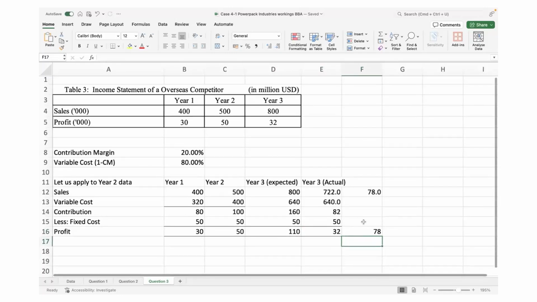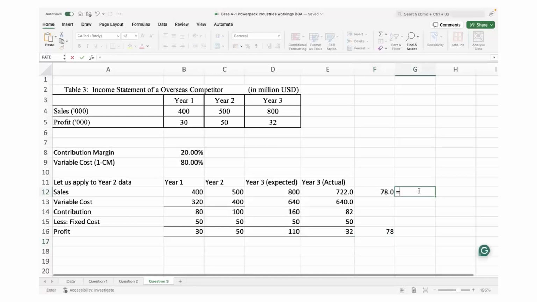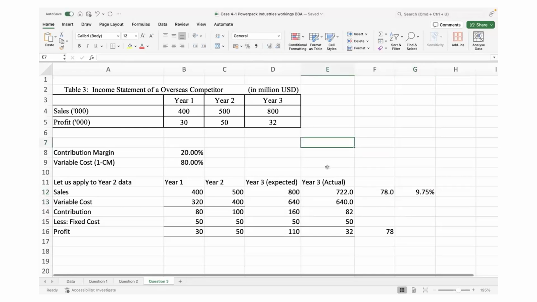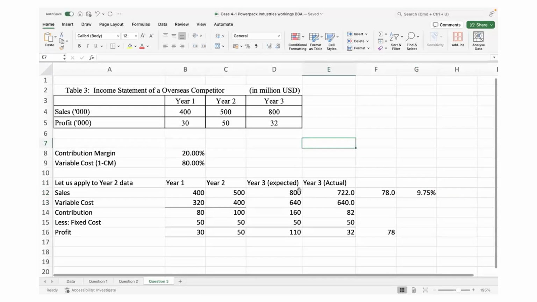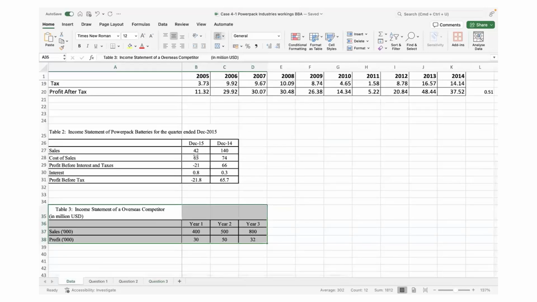So, it is a very clear case that the competitor is now dumping the product and discounting the price. By how much? 78 on 800 is roughly 10%, close to 10% they are discounting and selling the product. So, the competitor's aggressive pricing is the root cause for the company's sudden decline in profitability.